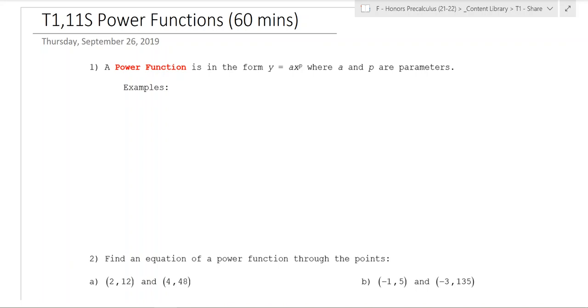Hello and welcome to T1 Day 11 of Honors Precalculus. Today we are going to start talking about power functions.